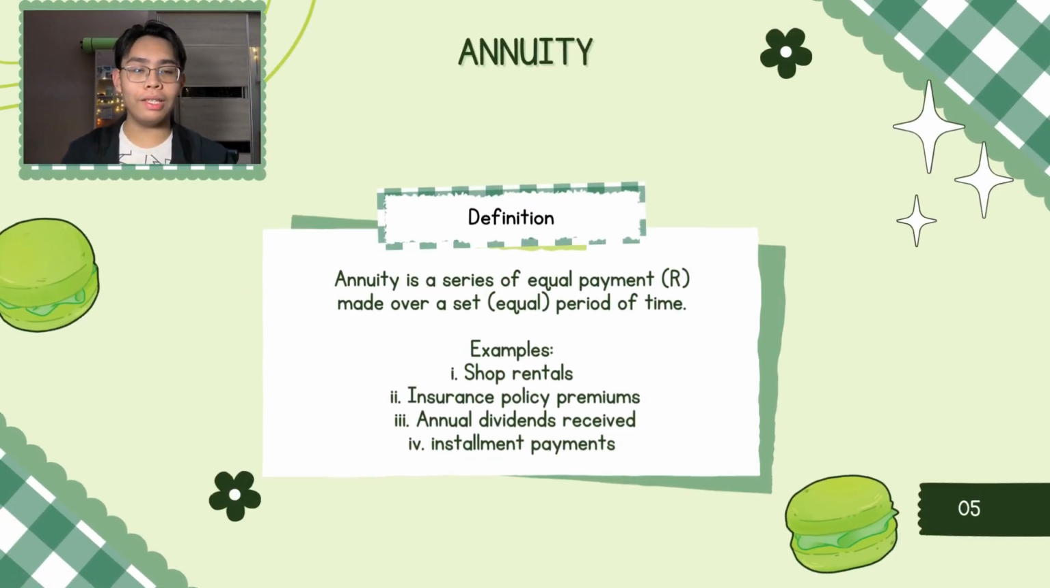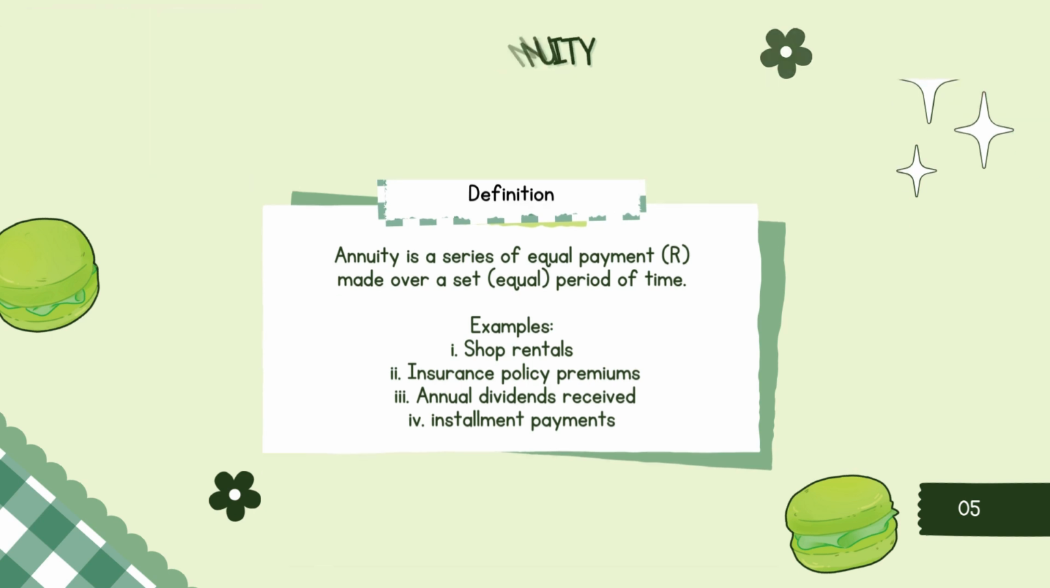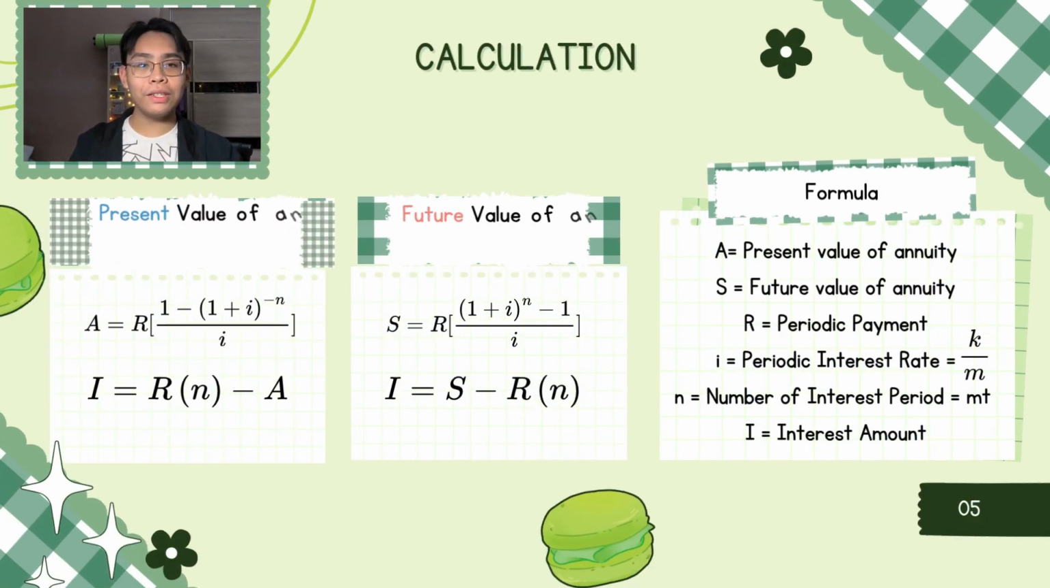What exactly is annuity? Well, annuity is defined as a series of equal payments made over a set equal period of time. As an example, shop rentals, insurance policy premiums, annual dividends received, and installment payments. Next up are the calculations used in this chapter.